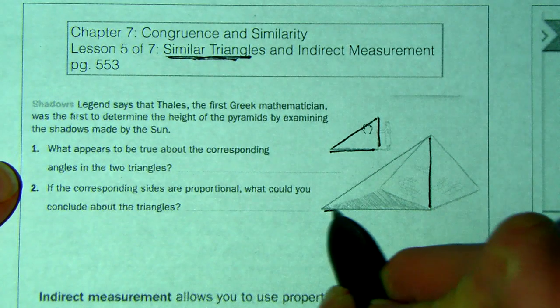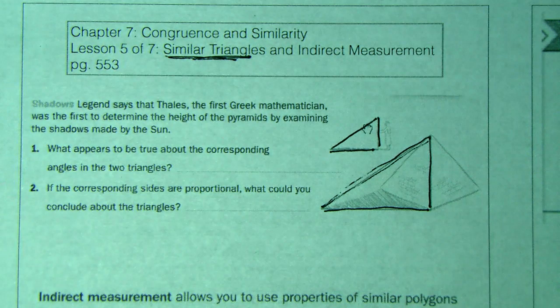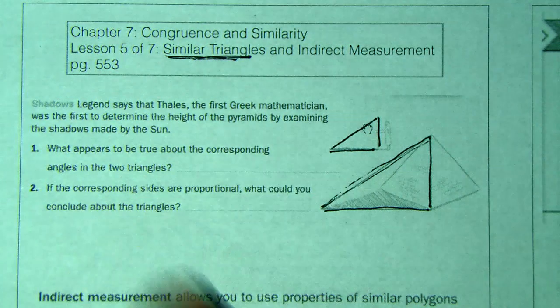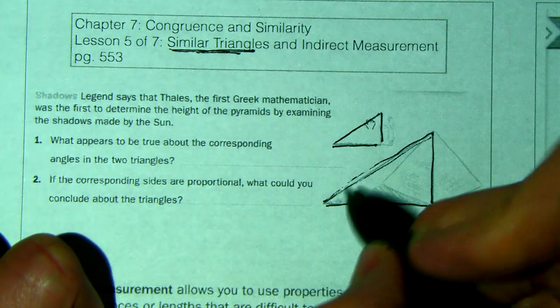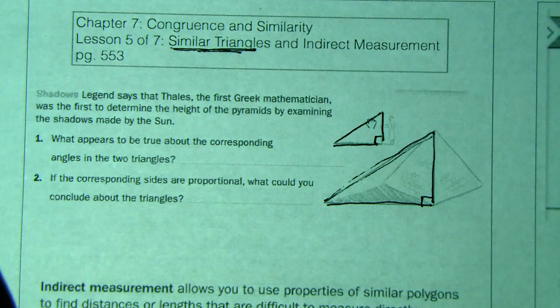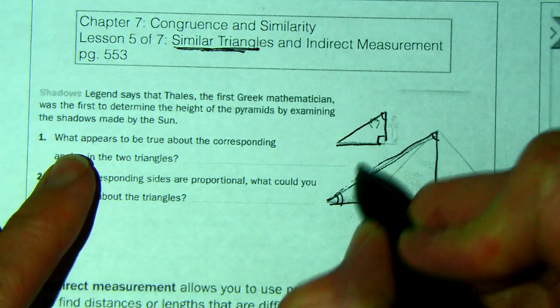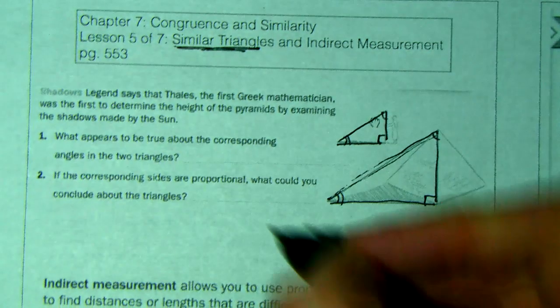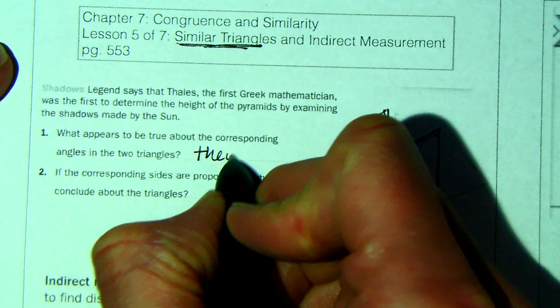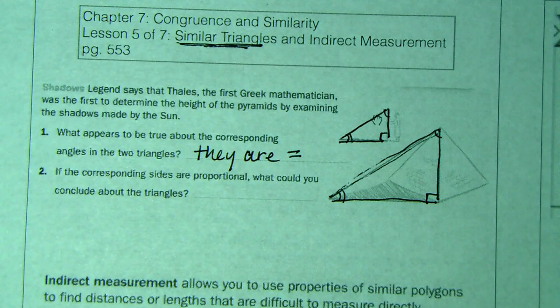So what appears to be true about the corresponding angles in the 2 triangles? What do you think, it looks like all the angles are what? Well, this is a 90, right? This is hopefully 90. This is probably the same angle as that, and this is the same angle as that. So what appears to be true? They're equal. Because they are. And a right triangle is the one that they like to use the most. Why? Because it's easy to make a right angle.